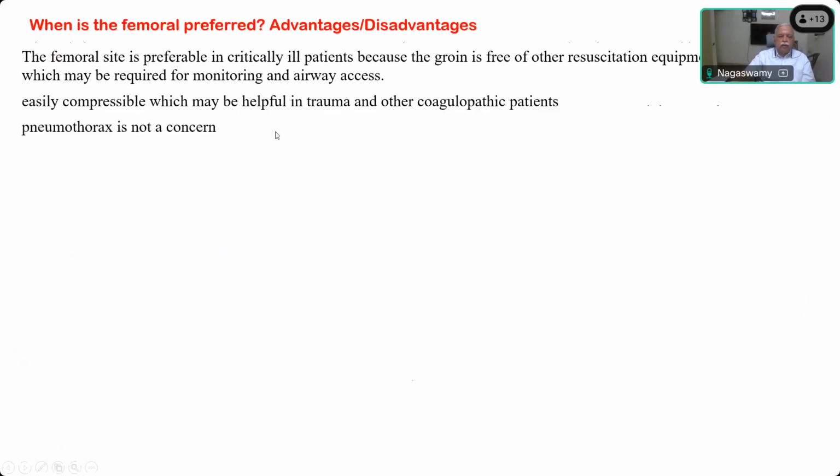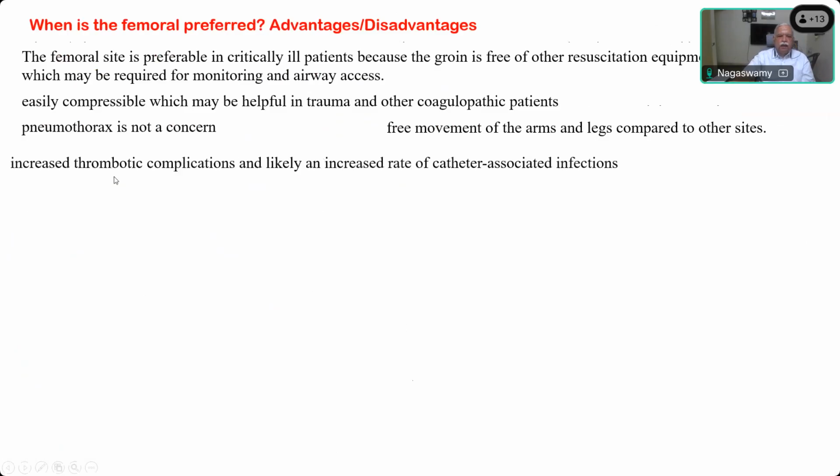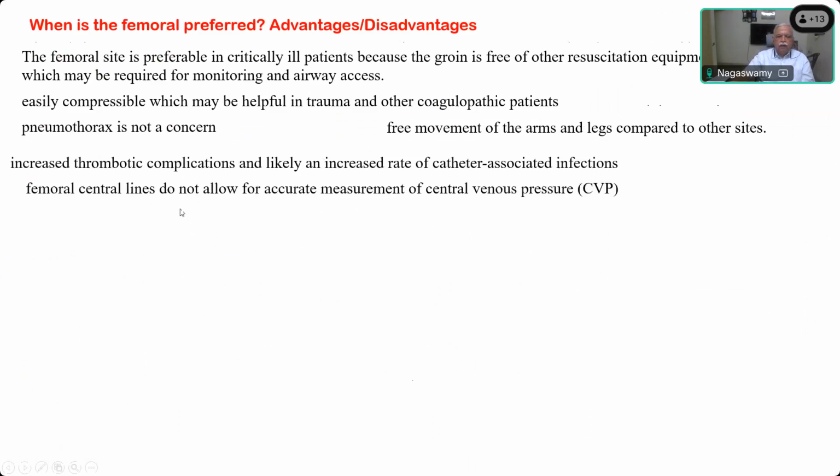Pneumothorax is not at all a problem because we are well away from that. There is free movement of the arms and legs compared to the other sites, but the problems are it can have thrombotic complications, especially femoral vein thrombosis is a notorious one, and likely increased catheter associated infections because the groin is already a contaminated area. And femoral central line will not measure the central venous pressure accurately as you do with the subclavian or IJV. Compared to that, the measurement will be slightly fallacious.